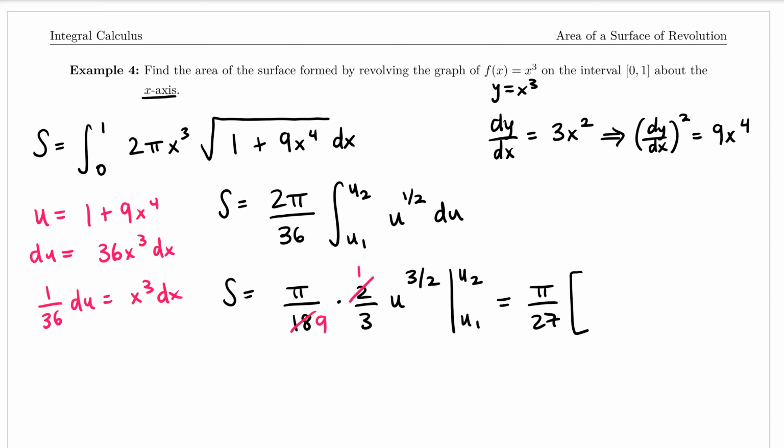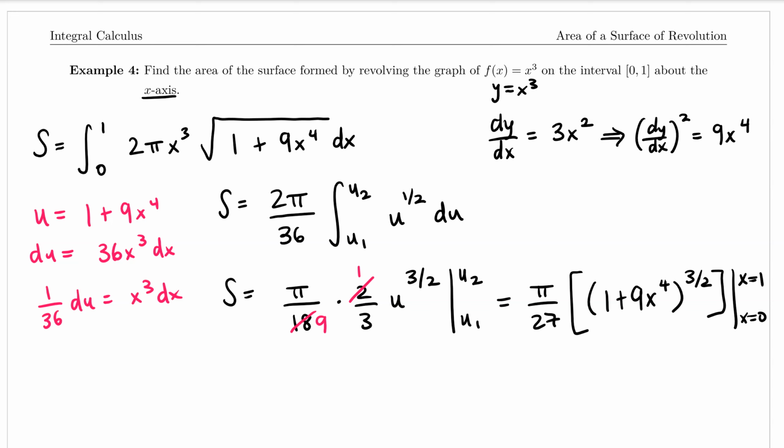And then let's plug u back in. I'm going to have 1 plus 9x to the 4th power. And then that's all raised to the 3/2 power. And we're evaluating this between x equals 0 and x equals 1.